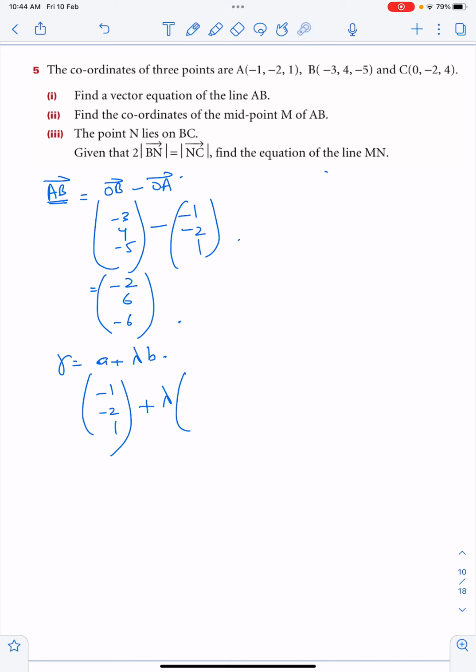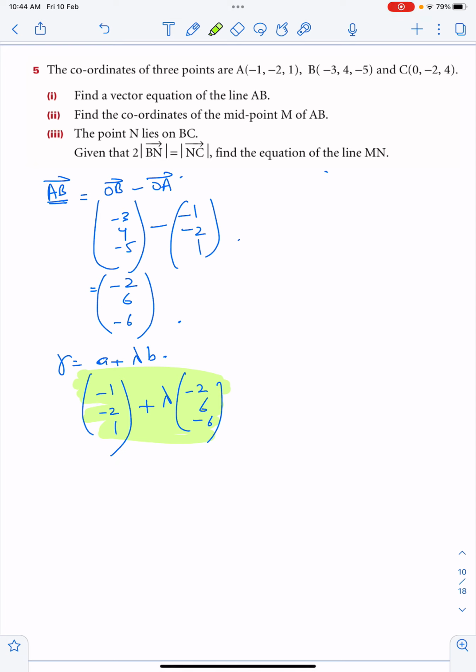Even if you take the point B instead of A, and even if instead of taking AB you find BA, which is OA minus OB, that is also acceptable, not a problem. So you can write (-2, 6, -6) here. This is the answer to the first part of the question.